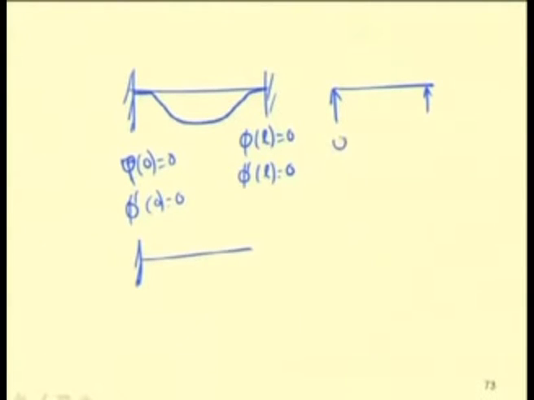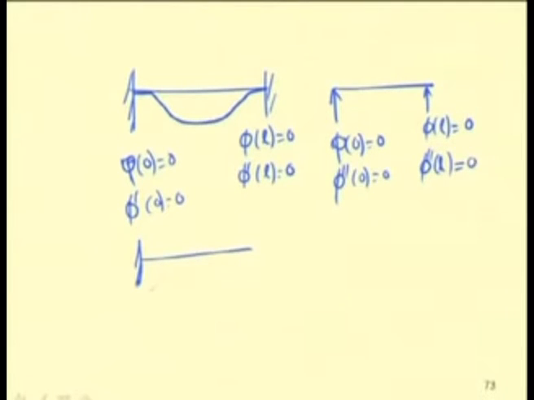So, displacement corresponds to your phi x. So, phi 0 will be equal to 0, and for bending moment it will be phi double dash 0 equal to 0. Phi double dash is d square phi by dx square. Similarly, at this end, phi L equal to 0 and phi double dash L equal to 0.